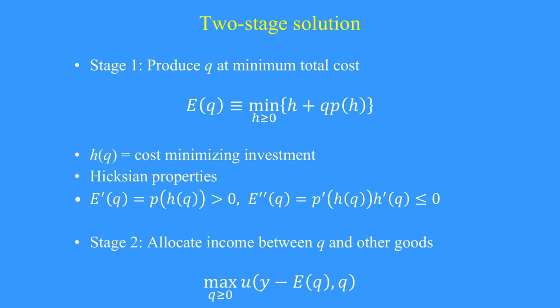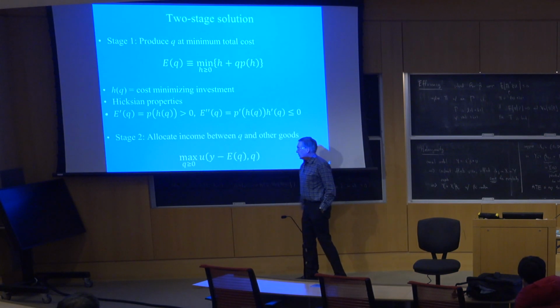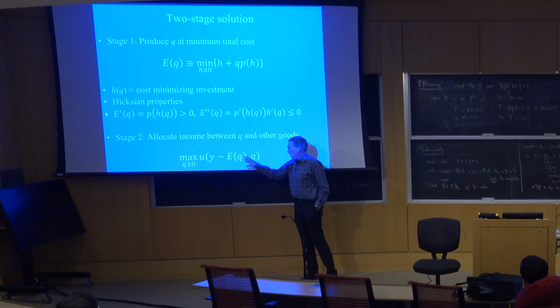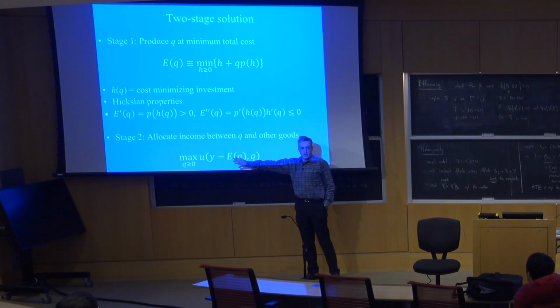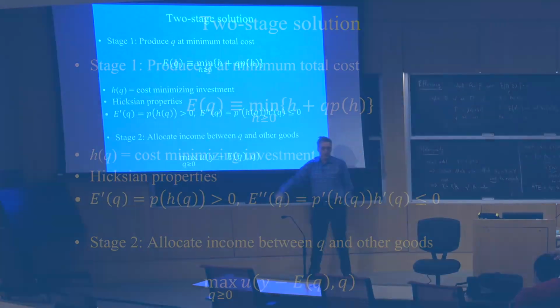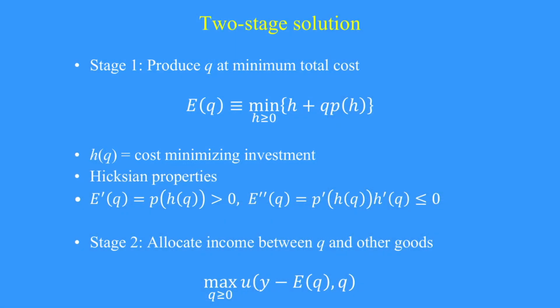And then the second stage will be, well, okay, let's just take this E, then that's what it costs to get Q, and make our decision, well, how much do I want to have of Q versus all the other goods? And if E were linear, this would just be our Marshallian demand type of problem that Murphy did in the first week. But the interesting case is E is going to be concave.